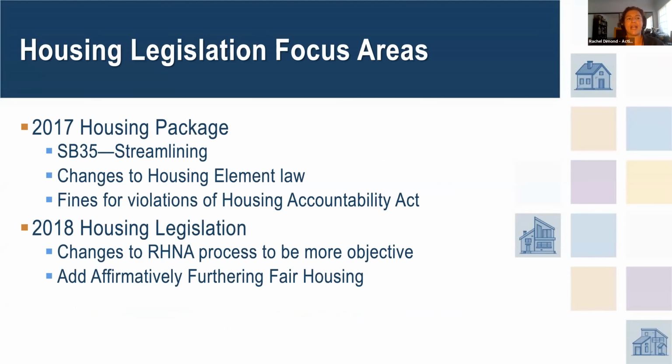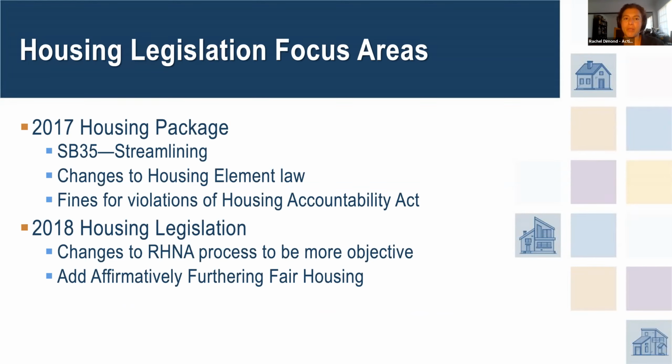There have been a number of changes to state legislation to address that. In 2017, there was a huge housing package, including SB 35, that allowed for certain streamlining of projects when you don't meet your RHNA allocation for the last cycle. For example, right now we've met our allocation for this cycle, so that should carry forward.